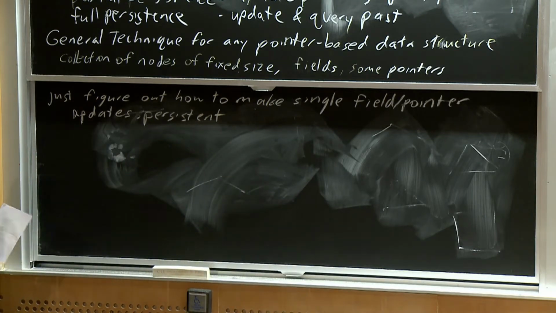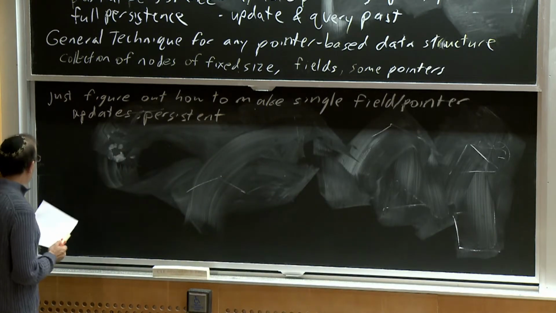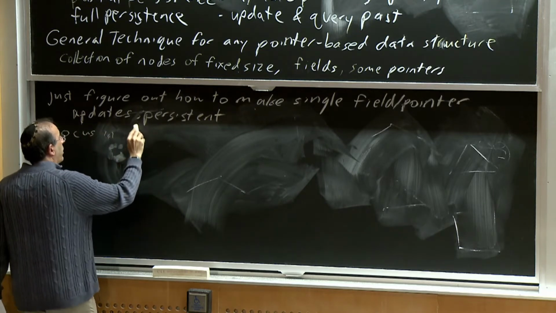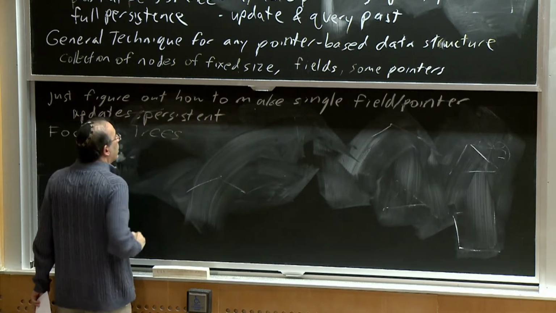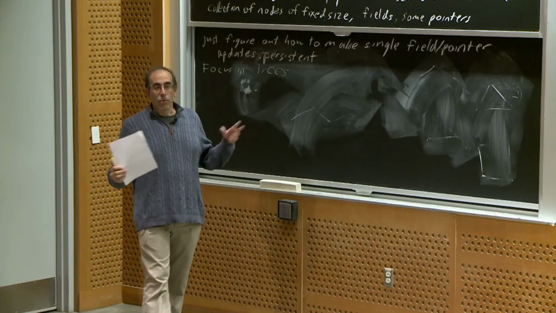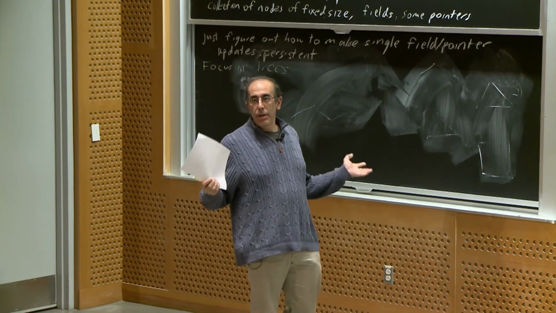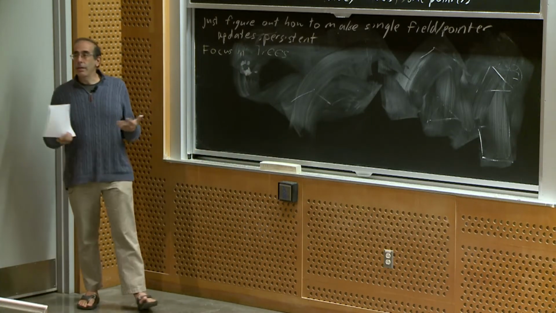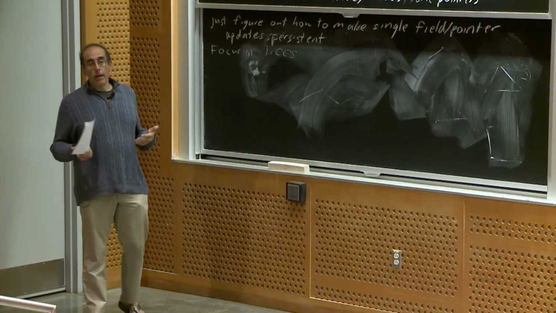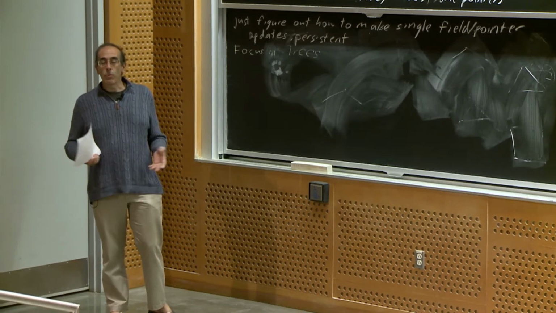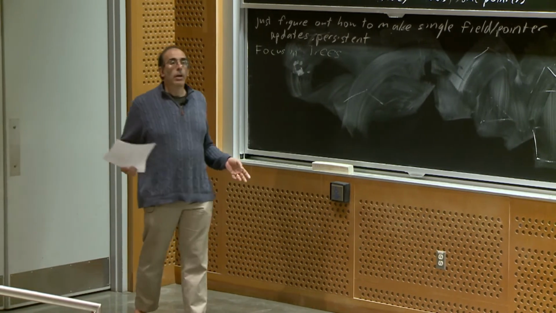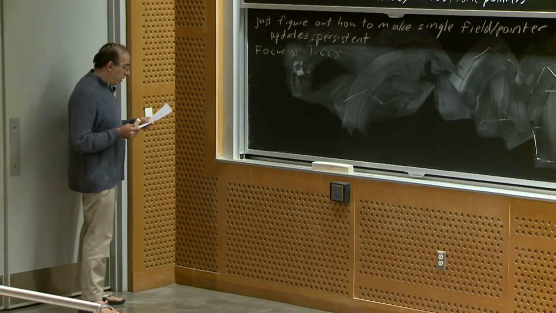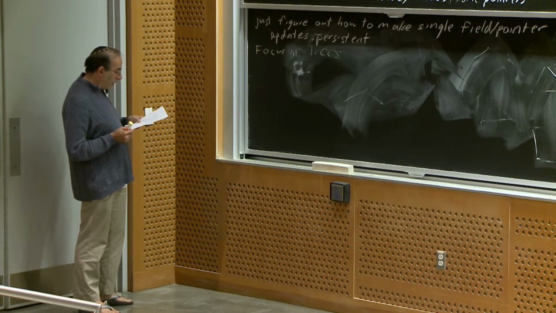Now, to make this concrete, I'm going to focus on trees. Again, what they do applies to any data structure with these fixed nodes with many pointers and so forth. But trees simplify the story, in particular because every node will have at most one node pointing at it. And so that will be the focus of the lecture today.